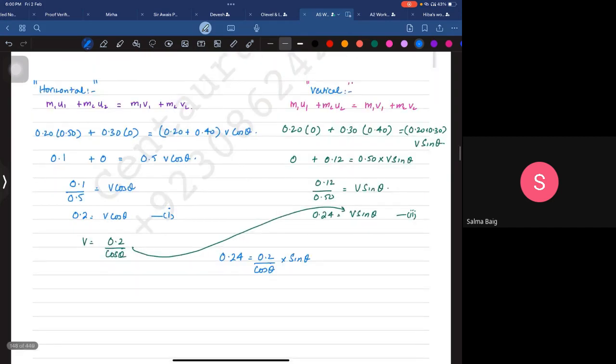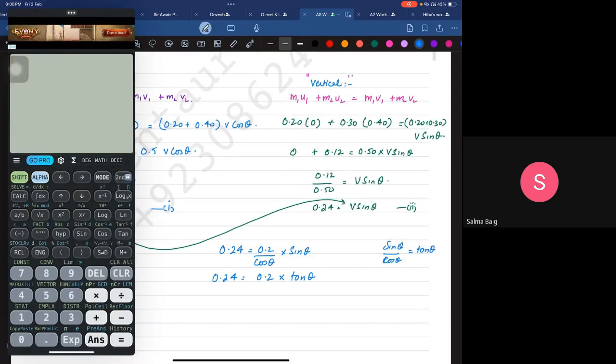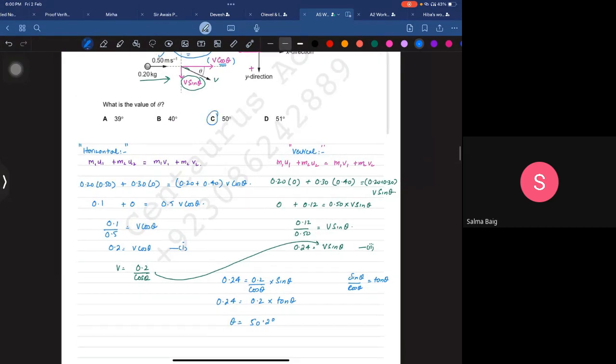Now, check this out, please. What has happened here is we have 0.24 equals 0.2 times, we know that sine theta over cosine theta is equivalent to tan theta. So we can write tan theta here, and then we can solve this. So 0.24 divided by 0.2, and then shift tan inverse of the answer. So I get theta as 50.2 degrees, and that is this answer. All right, kids, any questions now? Please let me know.